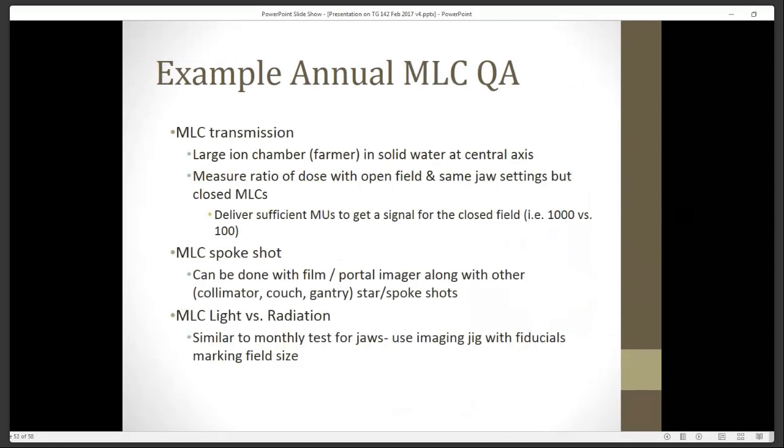All right, so MLC QA, that's recommended on an annual basis. Just an example here would be starting by using some large ion chamber in solid water at central axis, or in the water tank for that matter, measuring MLC transmission, averaged MLC transmission through the leaves. To do that, basically measure the ratio of dose with the open field in the same jaw settings, to the same jaw settings but with closed MLCs. One note there is to deliver sufficient monitor units to get a signal for the closed field.